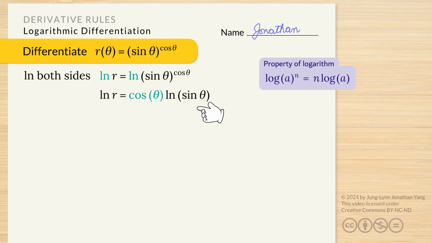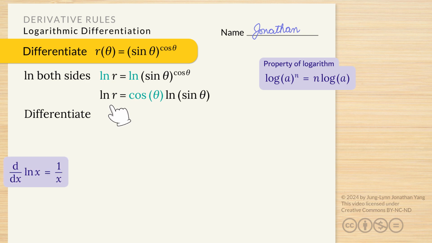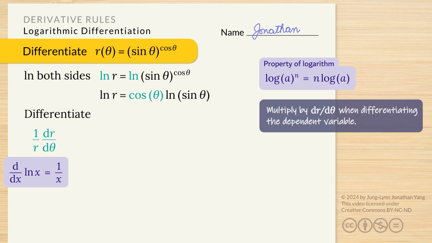This function now looks like something you can deal with using the product rule. We have one factor, cosine theta, multiplied by the other factor, ln of sine theta. Differentiate the equation with respect to theta. Notice that r is dependent on theta, so we have to differentiate implicitly. Whenever we differentiate something with an r, we have to multiply on a factor of dr d theta. Differentiating the ln r now, ln differentiates to 1 over r, and then multiply on dr d theta.